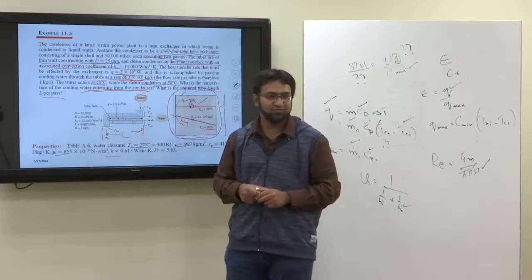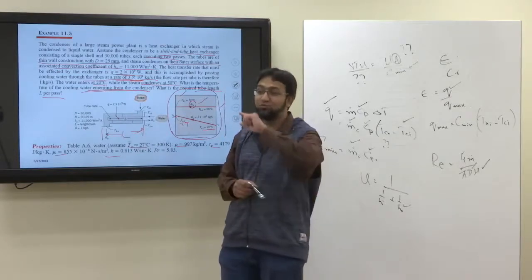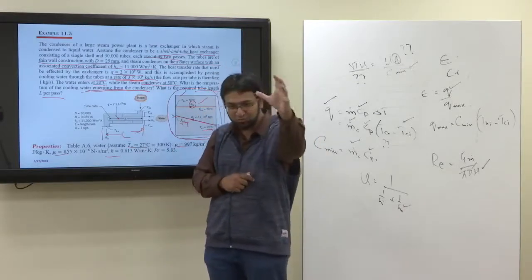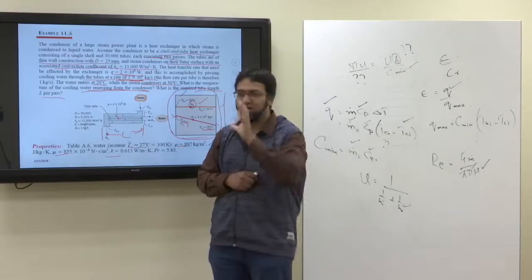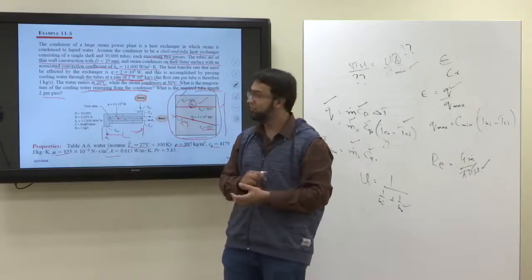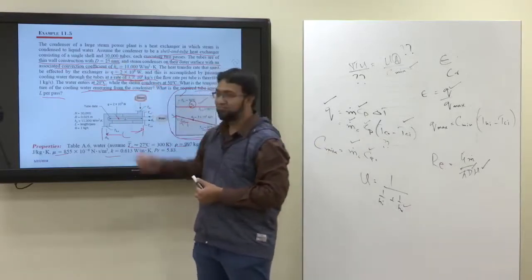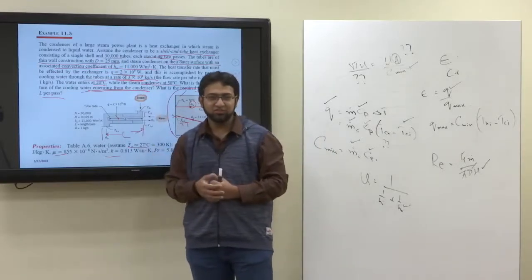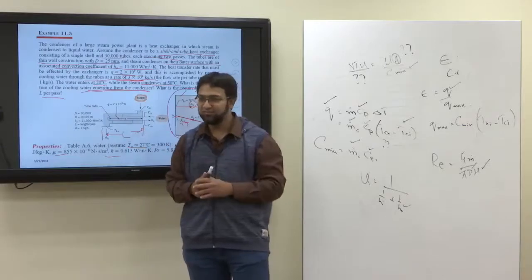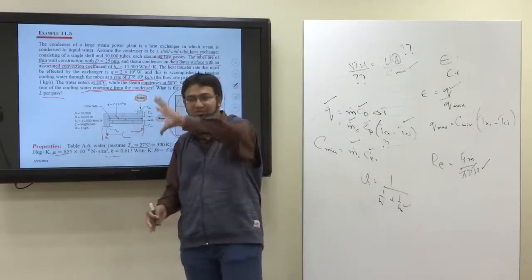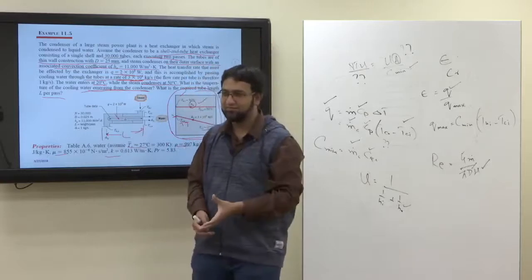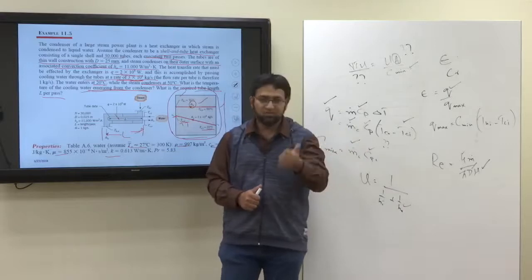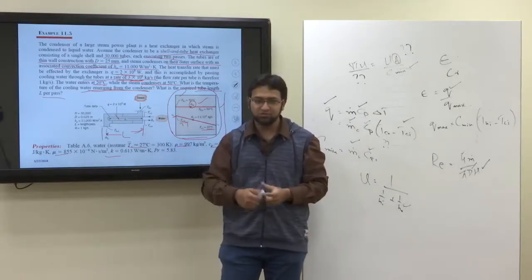How many tubes do we have? We have 2 tube passes, but the bunch of tubes which make up the 2 tube passes, how many tubes are there in that bunch? 30,000 tubes. So it's a very big heat exchanger, like the size of a building. 30,000 tubes are passing and then returning back. So we have to divide the overall mass flow rate of the cold fluid by 30,000.